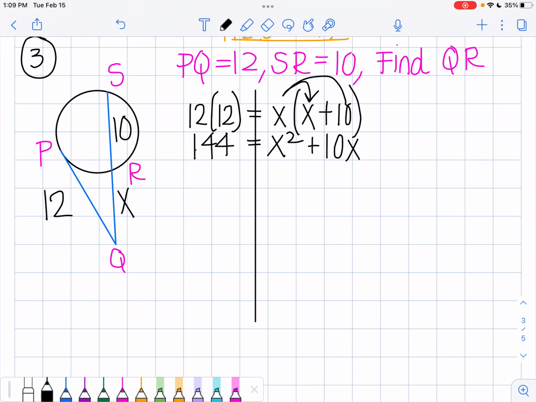Okay, now I have an x squared. Here's where all that algebra comes back. You either have to factor or use the quadratic formula. Either way, you have to set your equation equal to 0. So I'm going to subtract 144 from both sides.